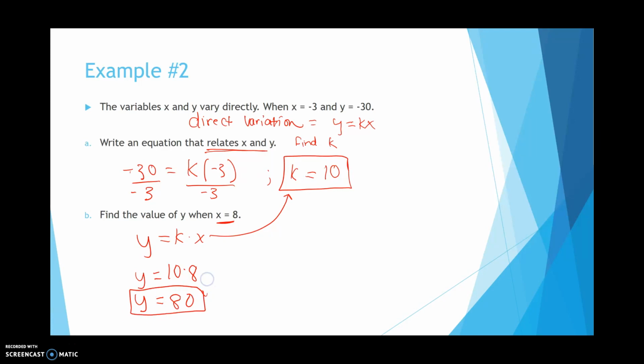So there are two parts to this question, and you'll see these kinds of questions in the bookwork when we do this in class. So you'll have to find k, and then once you solve for k, you can then answer the rest of the question. So that is direct variation, and we'll continue looking at some more examples in class.